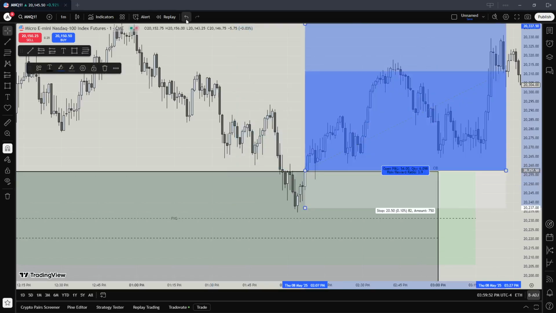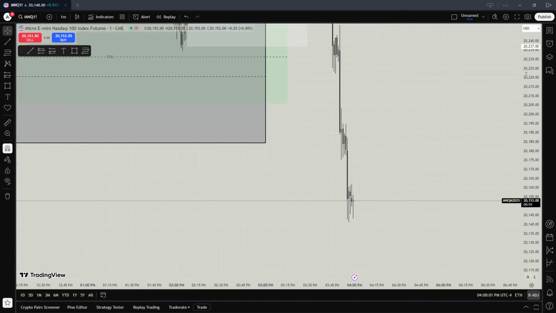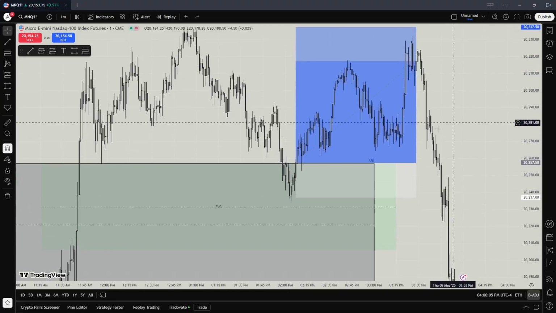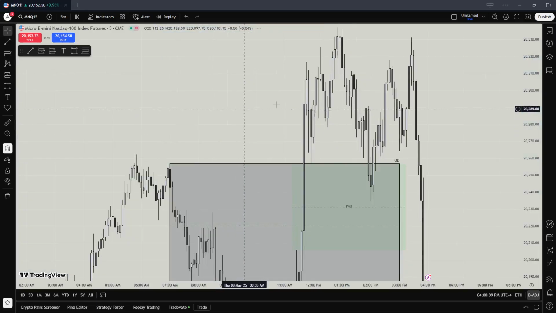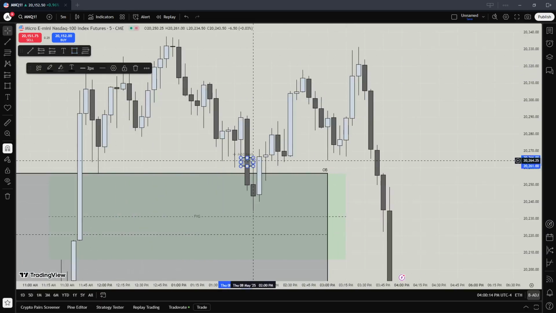Oh, jeez. Long story short, it did not hit, right? Look at this. I don't know what happened, but we'll go over this in a minute. That was the CISD. I didn't take that. I took a 5-minute fair value gap inversion right here. Boom.